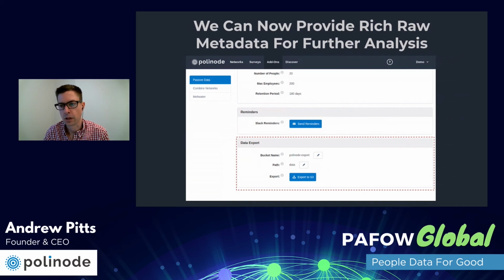feature that we've just released in Polinode just a few days ago. So we're effectively announcing it for the first time here at PAFOW. But we now allow for the export of all the raw metadata that we collect for passive organizational network analysis. We allow for the export of that for the analysis of work pattern data, including timestamps.